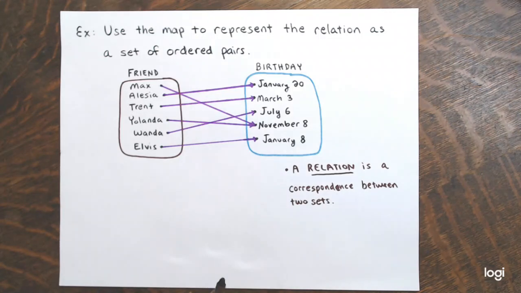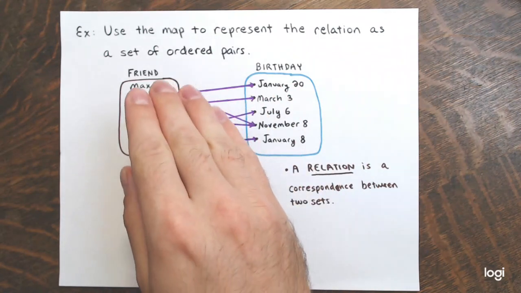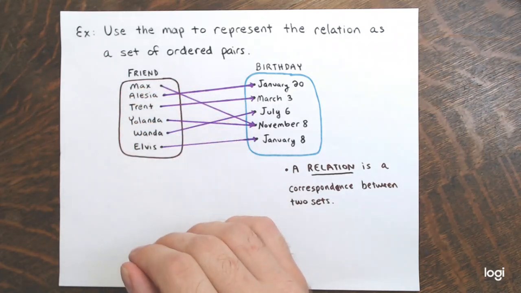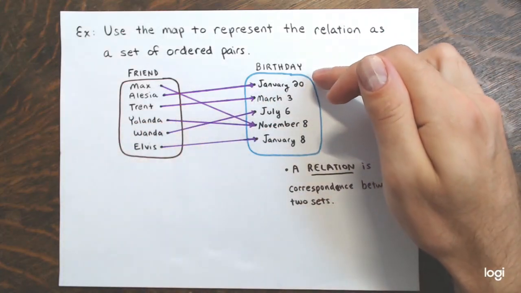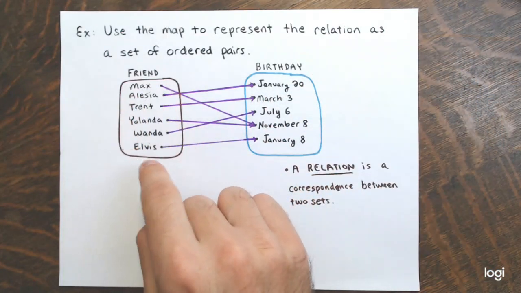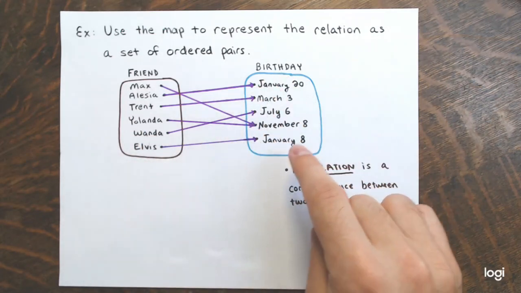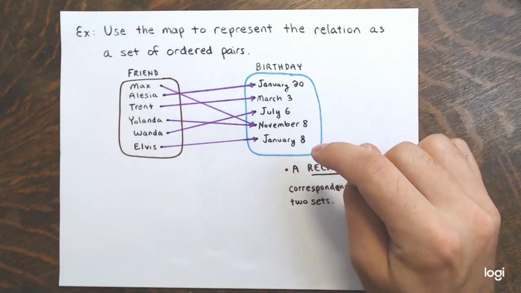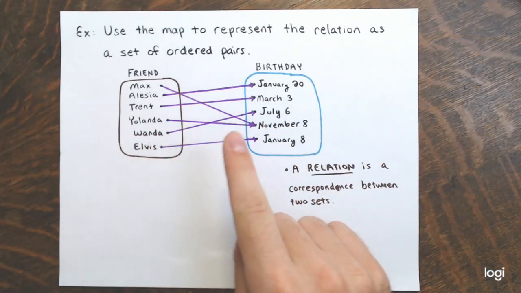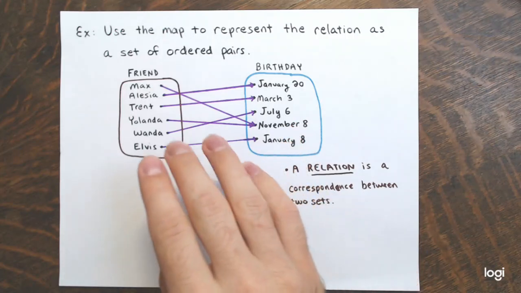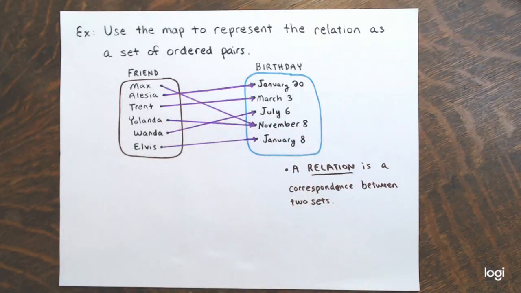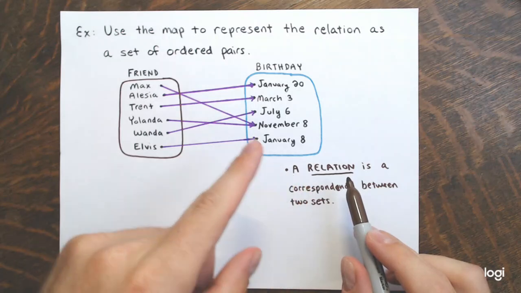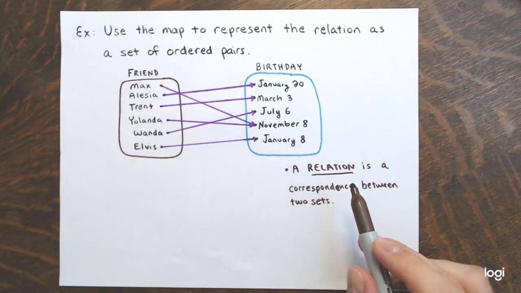Alright. So what I have here is a relationship between a group of friends. Let's just say these are a group of my friends, just names of people I know. And this is a correspondence or relationship between this group of friends and this group of dates, which are birthdays of these people. So I have a set of names of people and a set of dates of the year, and there's some sort of relationship between them, a correspondence between them. So this is simply a relation from the set of friends onto the set of birthdays.